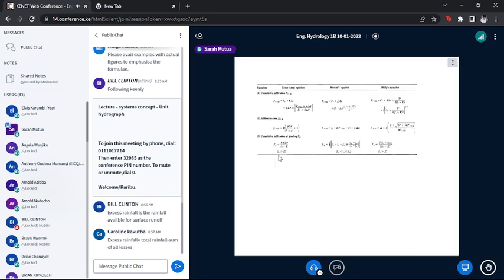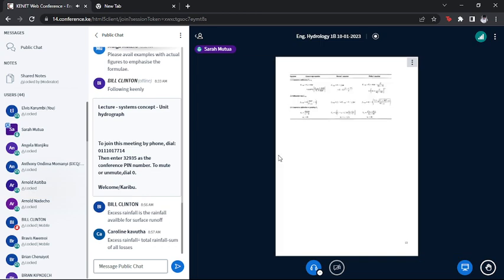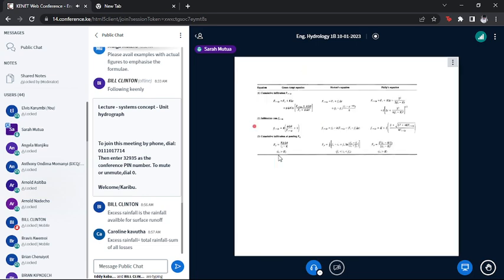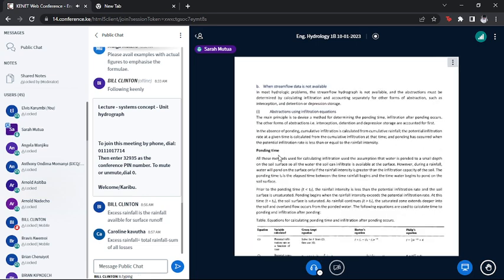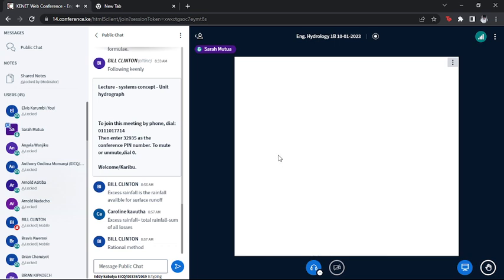Do we remember the methods? So, excess rainfall is total rainfall minus the sum of all the losses. So, some of the methods of calculating surface runoff. And okay, briefly, let me just take you through. But now I can see we get the concept, and that is okay.